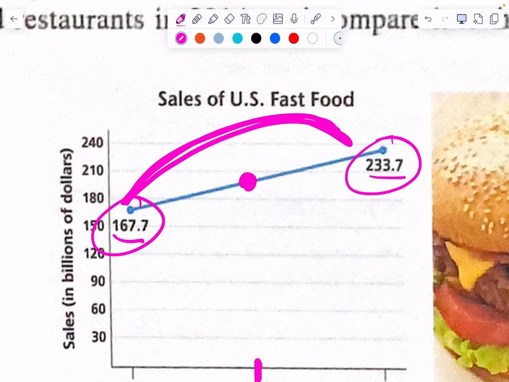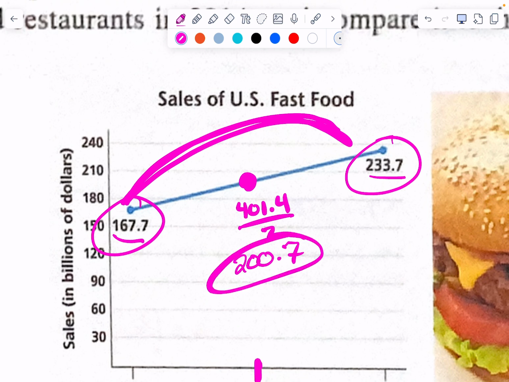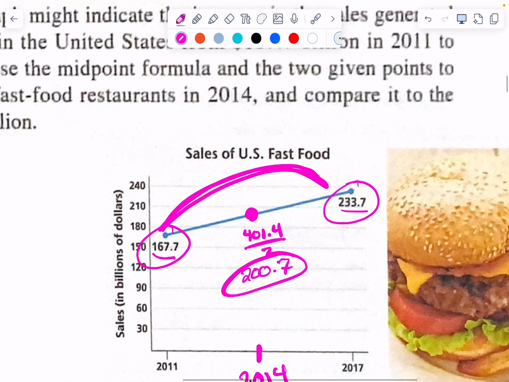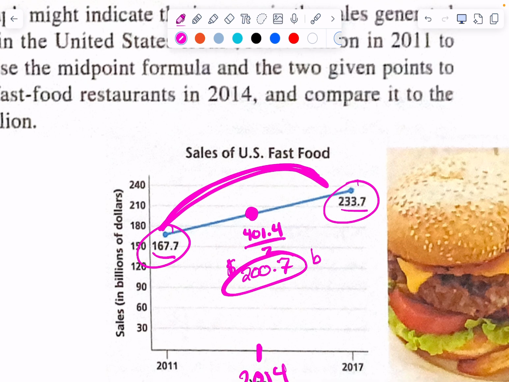So I add those two together: 167.7 plus 233.7. And I get 401.4, but then I divide by 2. And you get 200.7, right? If I just find the middle, 200.7 is exactly in the middle. Billion dollars, actually. Now that might not be exactly the right point, but we're assuming that it increases linearly from 2011 to 2017.